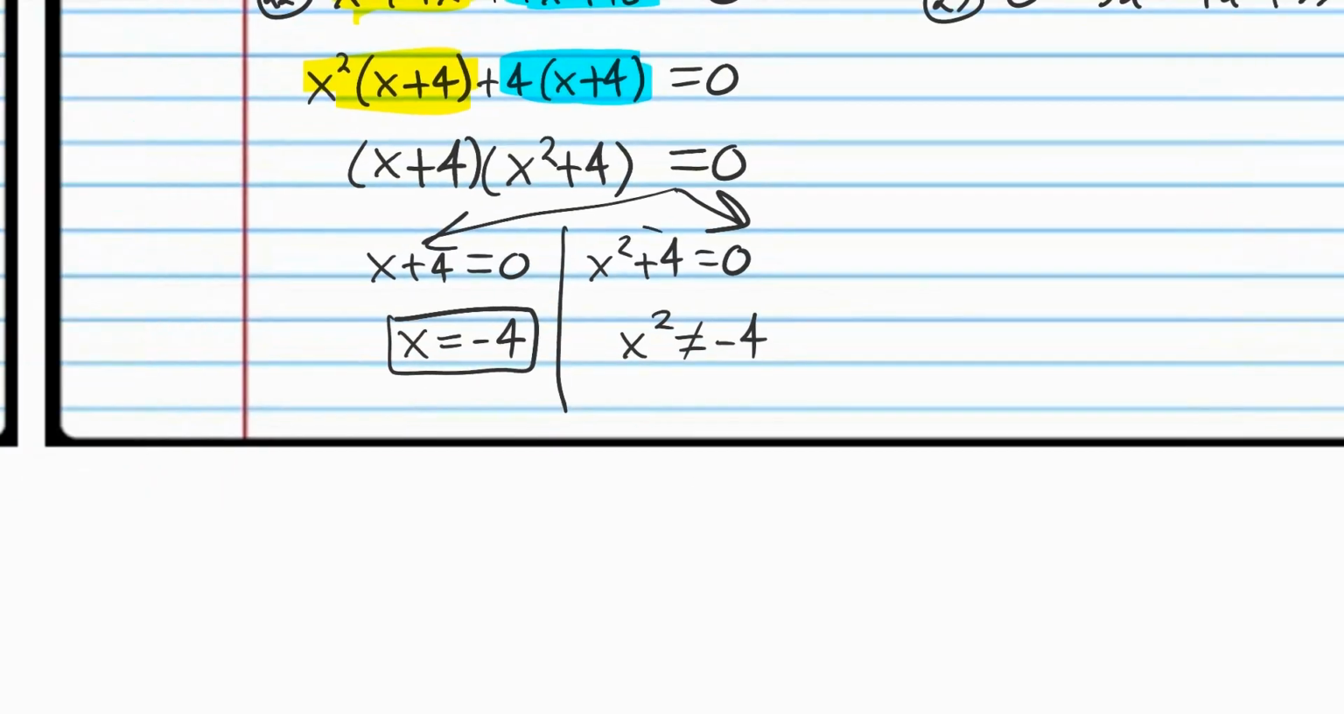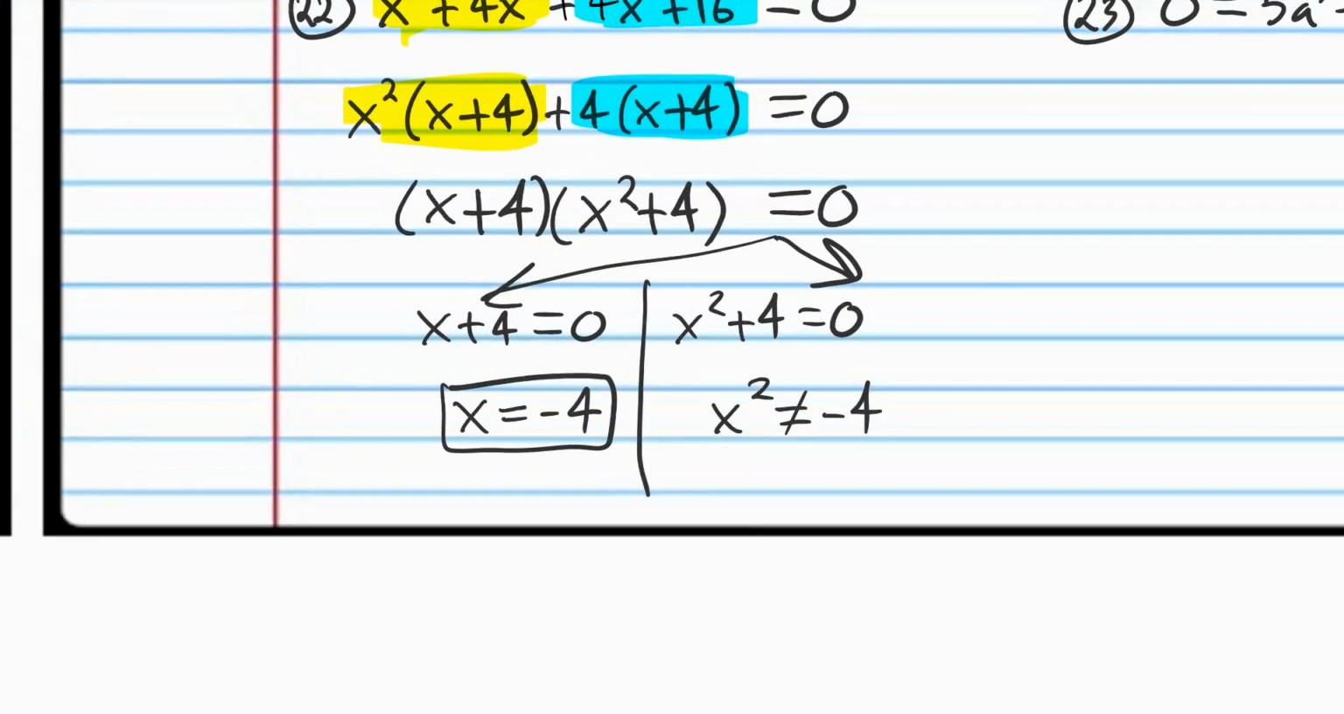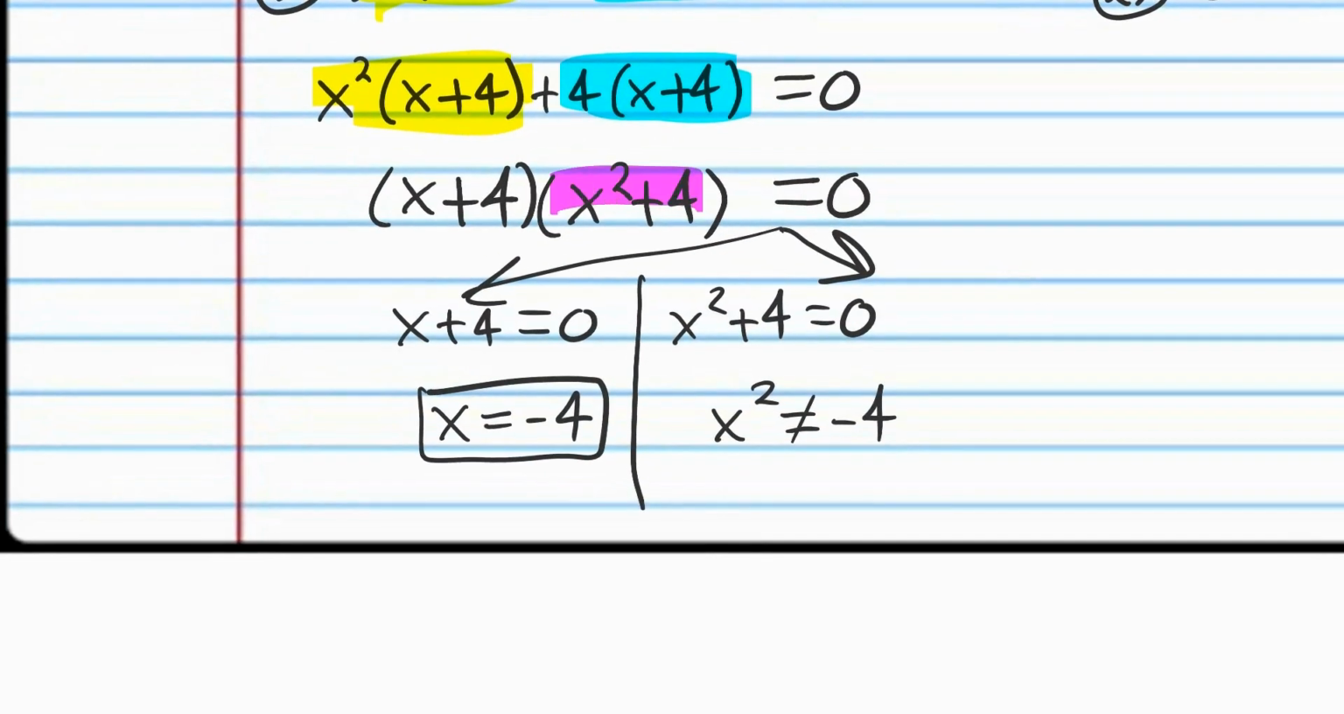So there's no x value that would make this factor 0, which means this does not lead to any answer because it's the sum of two squares. So when you have the sum of two squares, you really don't need to write any of this part here. You can leave it off. You can write it if you want, but at the very end you have to say x squared does not equal a negative.